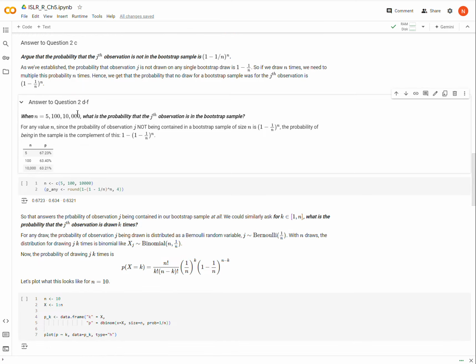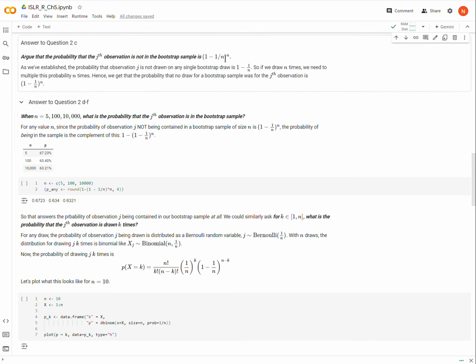I mean, it does matter for the number, but the process is going to be the same. When n is these values, what is the probability that the jth observation is in the bootstrap sample? All right, so again, we're building off of the previous set of questions. For any value of n, whether it's 1, 2, 5, 100, 1,000, 10,000, whatever, we already know the probability that the jth observation is not contained in that sample. It's what we just found.